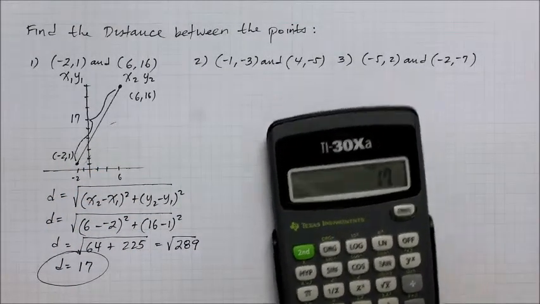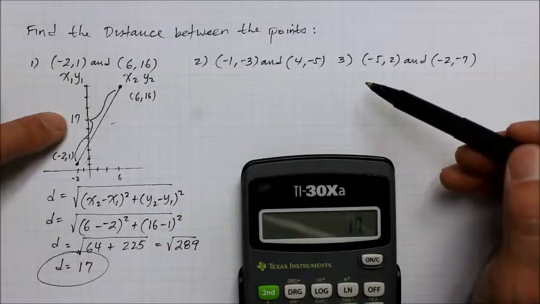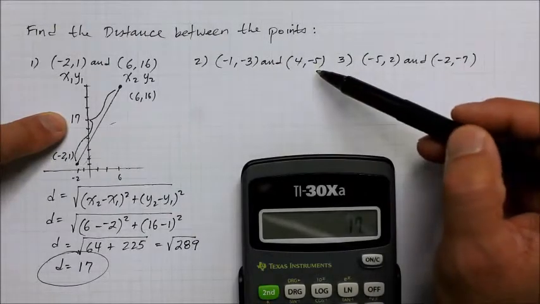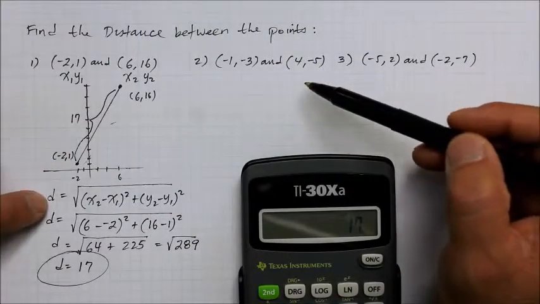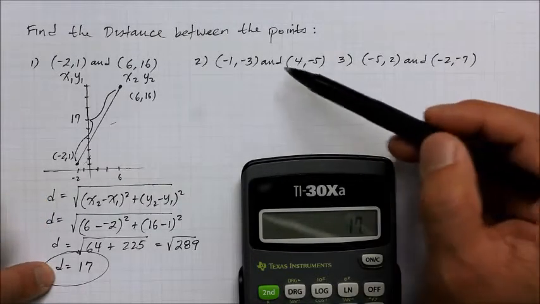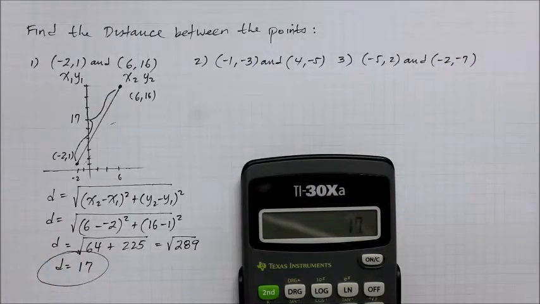Now, why don't you try numbers 2 and 3? You do not have to draw the graph. Just go ahead and make sure you label it x1, y1, x2, y2, and write down the distance formula and start substituting it and evaluate for the total distance between the 2 points. And do the same with number 3. Good luck.